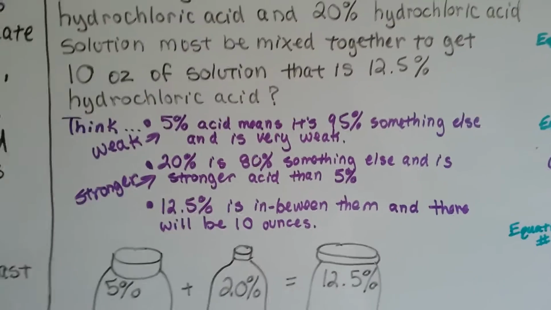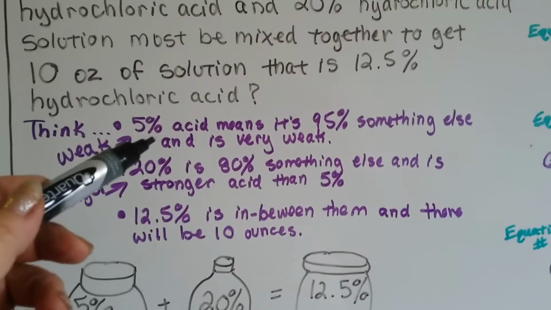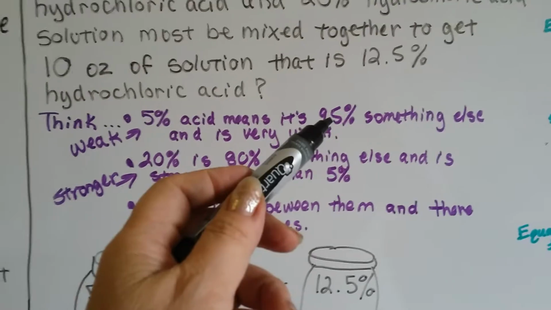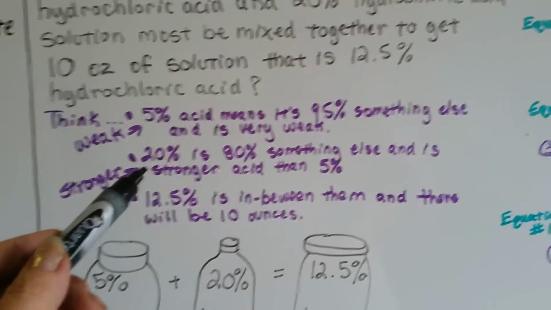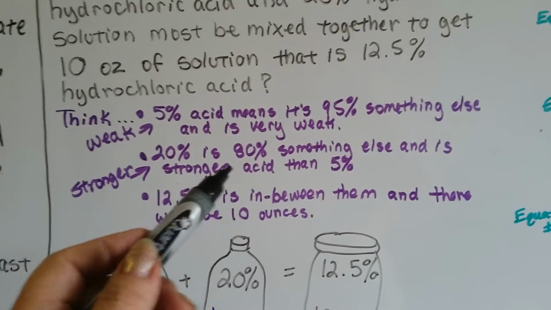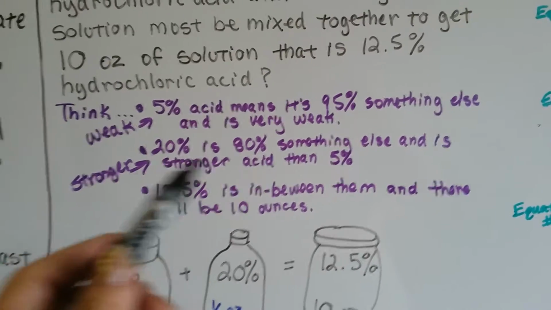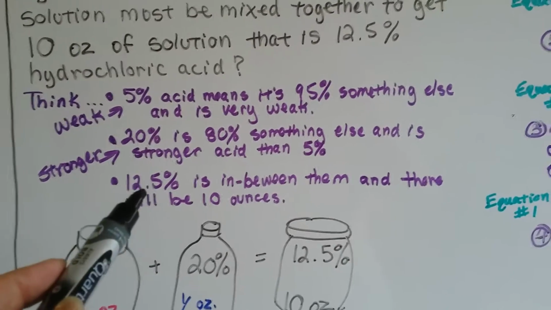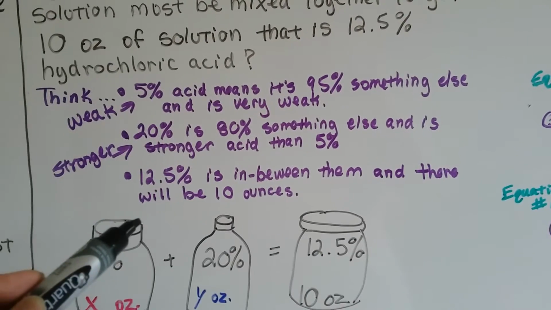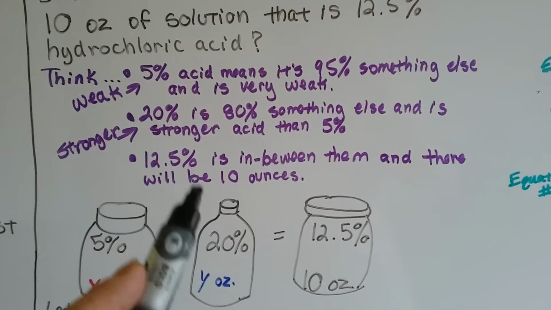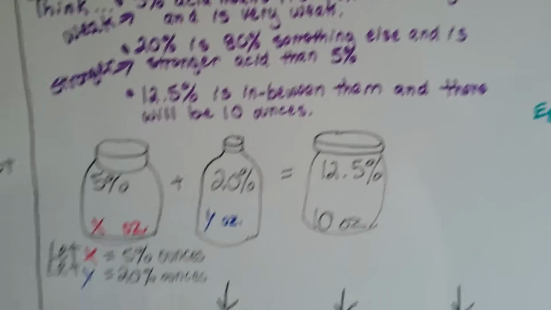So we think, all right, well, a 5% acid solution means it's 95% of something else. So it's kind of weak, isn't it? That's a weak solution. And 20% is 80% of something else, and it's stronger than the 5%, so it's a little stronger. 12.5% is in between them, isn't it? It's kind of a middle solution, all right? And that's what we're trying to create, and we know there's going to be 10 ounces.